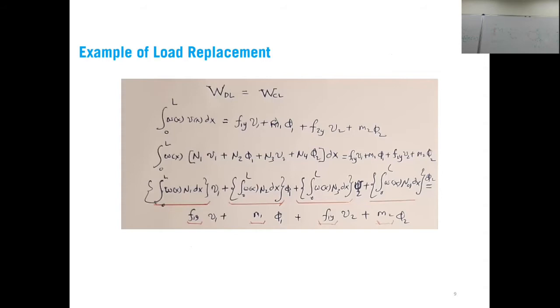Now, in order to integrate, you have to put V in terms of the shape function. What is V? V is N1 V1 plus N2 Phi1 plus N3 V2 plus N4 Phi2. You see, from here to here is nothing but V, right?